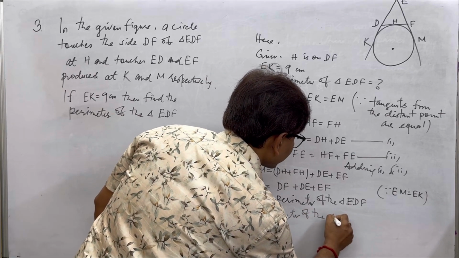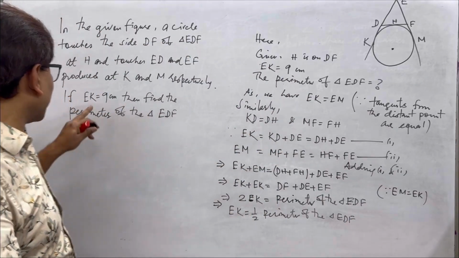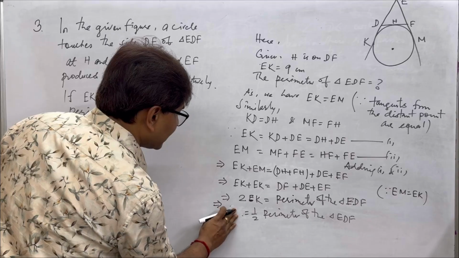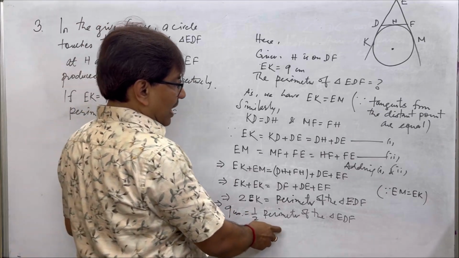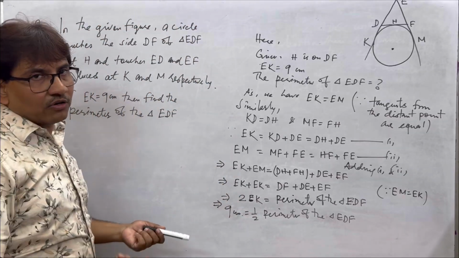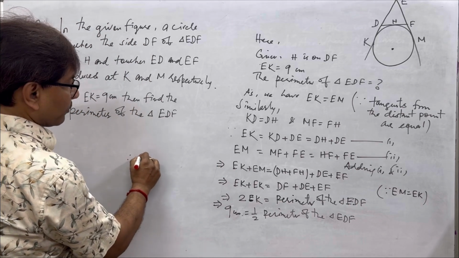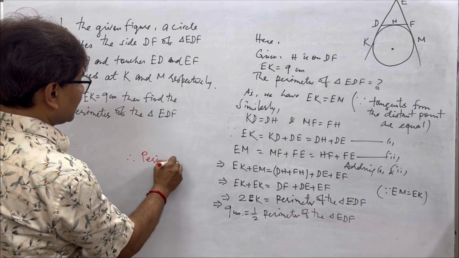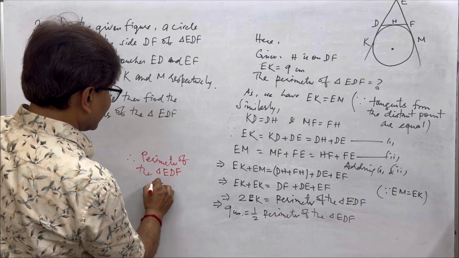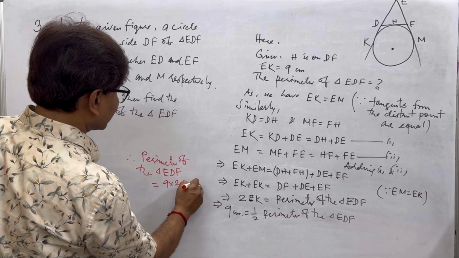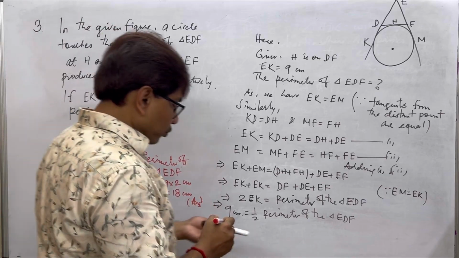And EK means already 9 centimeter is given. So instead of EK we can write 9 centimeter. If 9 centimeter equals half the perimeter of the triangle EDF, then obviously you have got the answer, 18. Therefore the perimeter of the triangle EDF equals 9 into 2 centimeter equals 18 centimeter, and that is the answer. I hope you understood this sum.